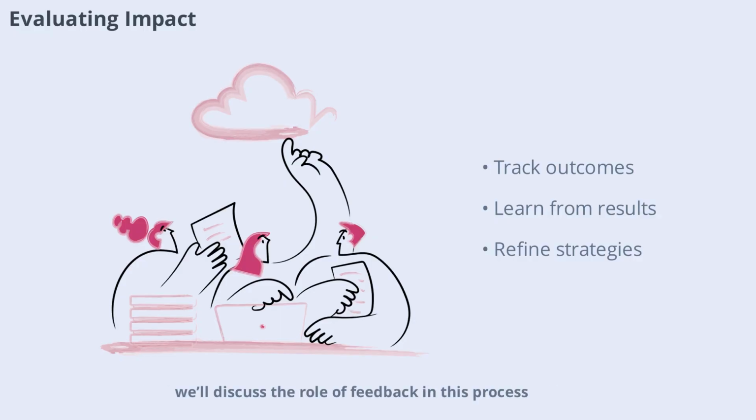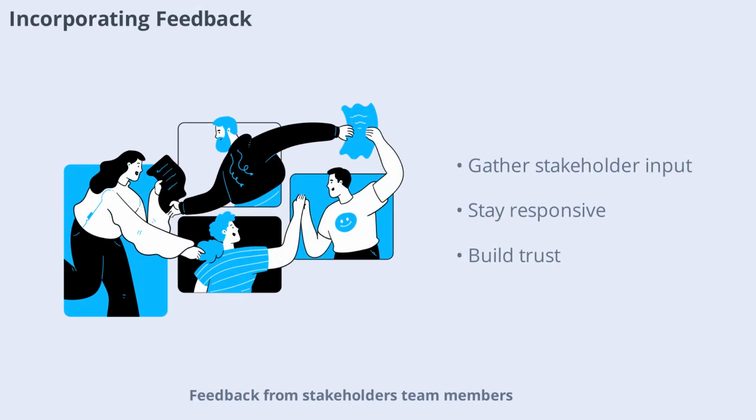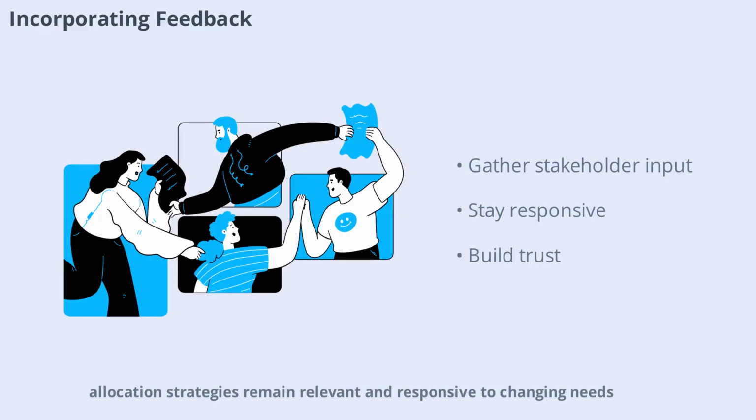Up next, we'll discuss the role of feedback in this process. Feedback from stakeholders, team members, and customers provides valuable insights into the effectiveness of resource allocation. Regularly soliciting and acting on feedback ensures that allocation strategies remain relevant and responsive to changing needs. This collaborative approach also builds trust and fosters a sense of ownership among all involved.